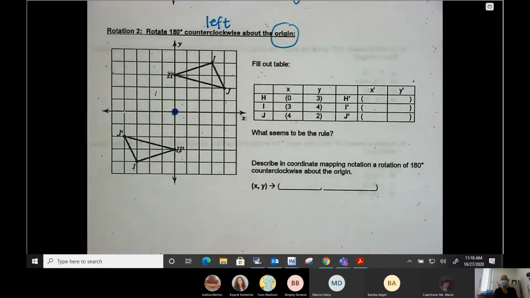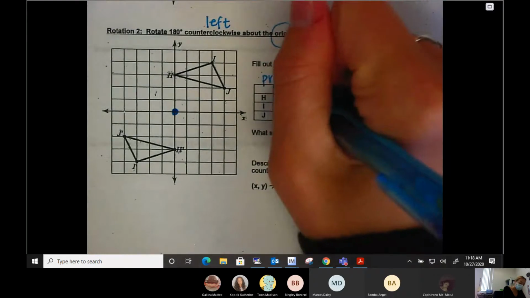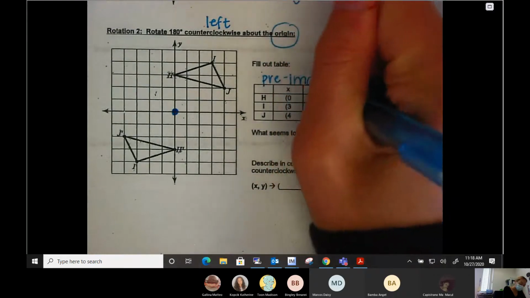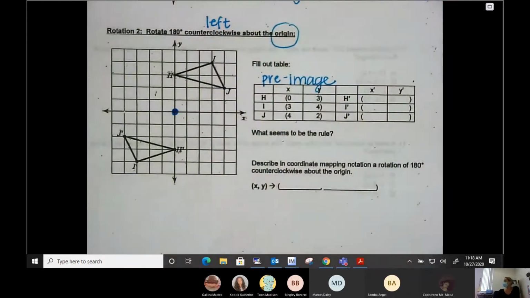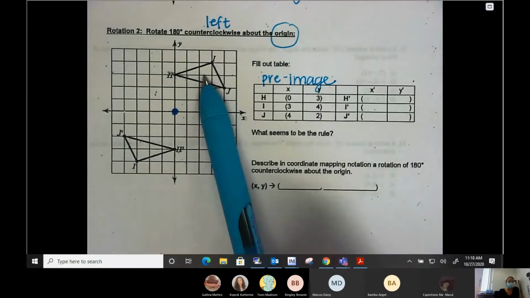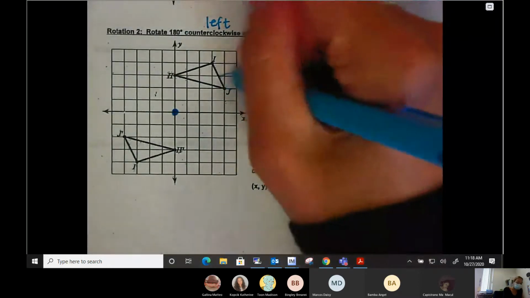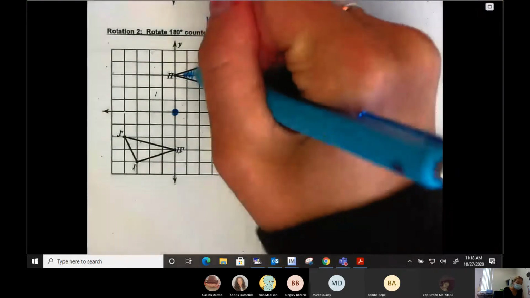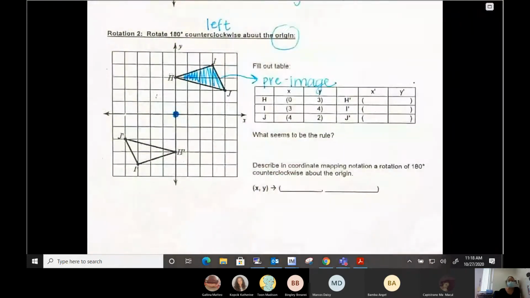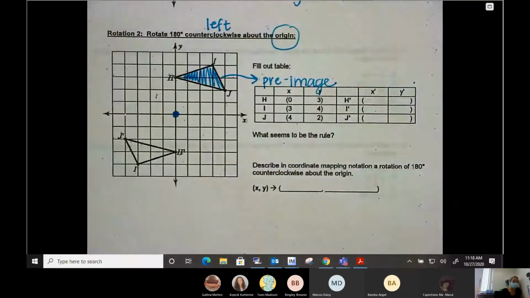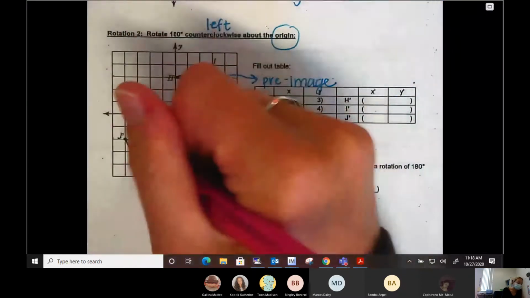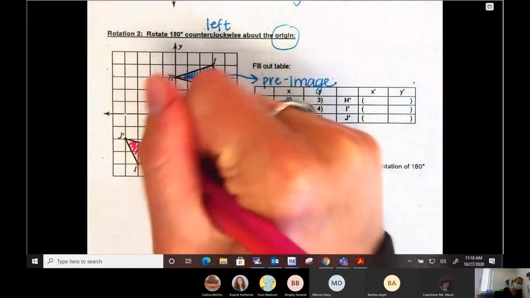Okay, so I've got a pre-image and I've got my image. Which one of these two is your pre-image? The triangle on the top, the triangle on the bottom? Top one. Yep, okay, so label it. Or mark it or do something to it. That's your pre-image. So important to know where you start and where you end. That means this one at the bottom is my image.